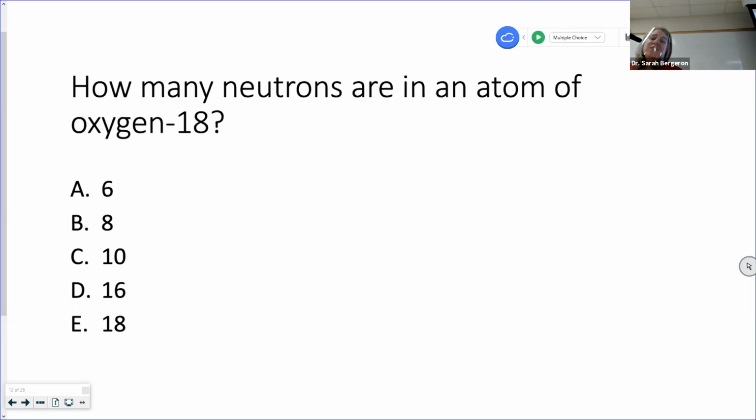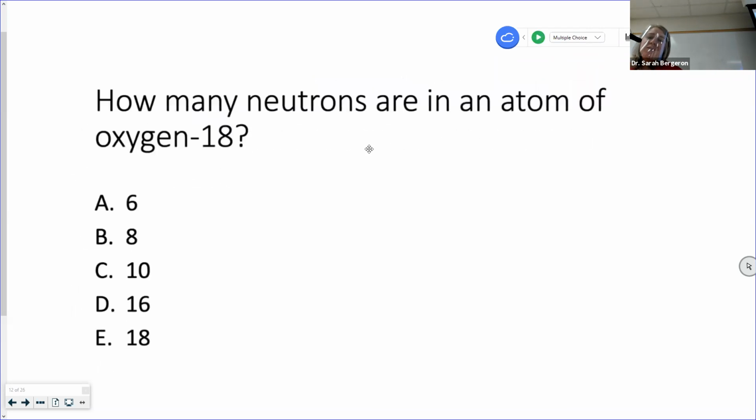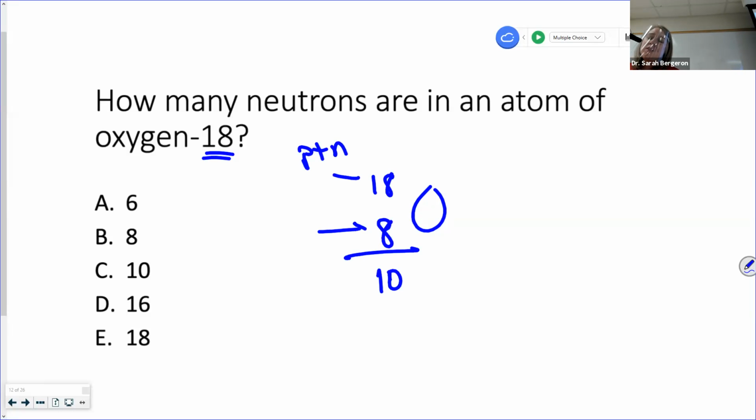Okay, so oxygen 18. How do I figure that out? I like to write my little symbol. So what does the 18 tell us? The 18 goes on top. What goes on the bottom? 8. So 18 minus 8 gives me 10. This is my protons plus neutrons, this is my protons only, so this is my neutrons only. So how many neutrons? 10.